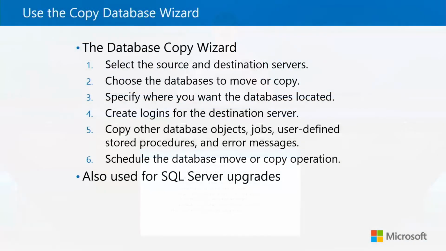With the database copy wizard, we can also tell it to create a job that will actually save this and allow us to schedule it for a later time. So we can tell it we want to do this during regular business hours, but we want this operation to occur when nobody's there. And we already talked about this. This is one of the ways that we can upgrade SQL servers in a side-by-side upgrade strategy.